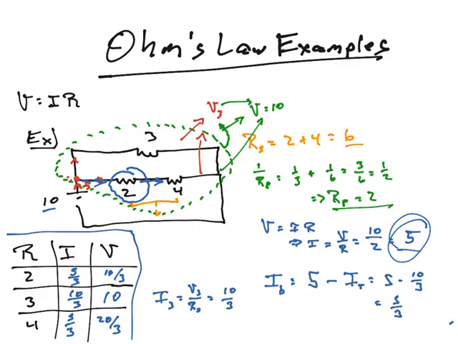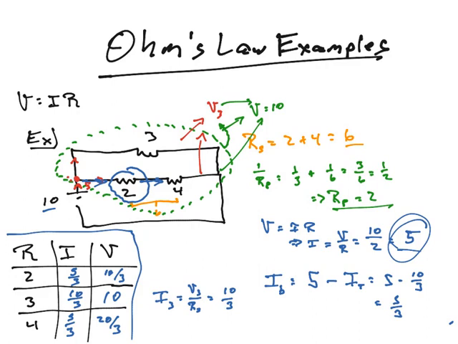Now that 5 splits between the 2 branches, so that doesn't tell me the current for each branch yet. But since this parallel set is the only thing that drops voltage, then the parallel set must drop all 10 volts. And the rule for parallel resistors is that the voltage dropped by the parallel set is how much voltage is dropped by each branch. So, since the parallel set drops 10, then the top branch must drop 10, and the bottom branch must drop 10.